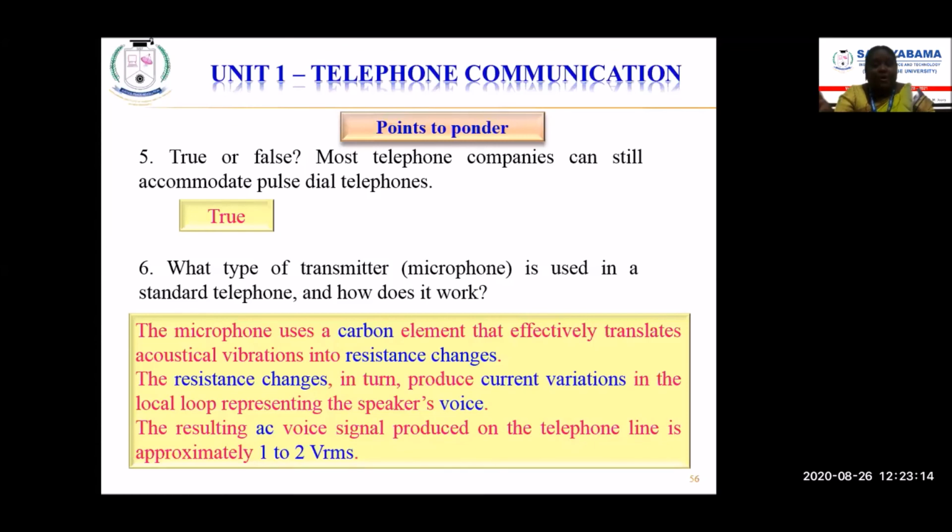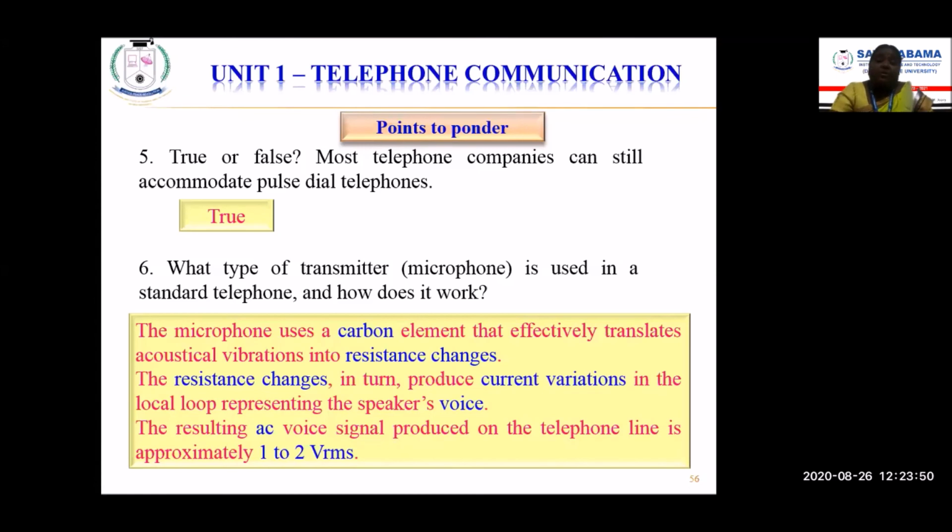Okay, so it creates a modulation. The vibrations that we speak affect the resistance. The changes in the resistance produce the current variations in the local loop representing the speaker's voice. That is how our voice is converted into a speech signal. The resulting AC voice signal produced on the telephone line is approximately in the range of 1 to 2 volts RMS value. So this is the voltage level. Do you understand? You should not forget this in your lifetime.